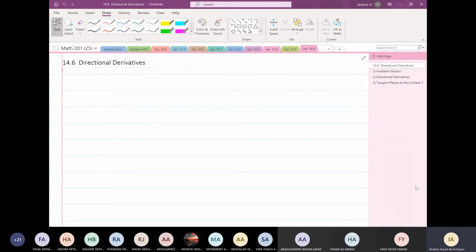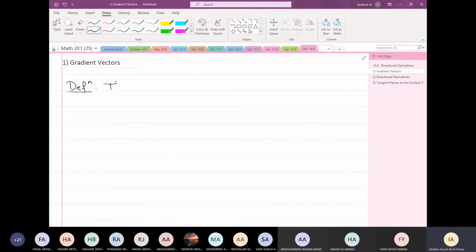So now 14.6, directional derivatives. The meaning of this will be clear very soon, so we'll leave it for a while. We go to the first point in this section, which is a mathematical term called the gradient vector. So let's define this mathematical term. Okay, so definition.